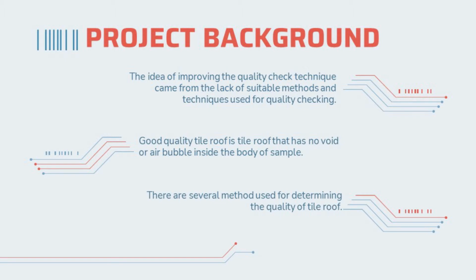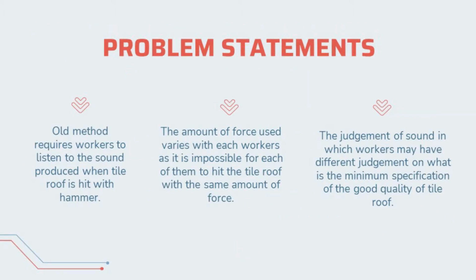Next, the problem statements of the project. Tile roof quality check is still being done by using an old trick, that is by listening to the sound produced when tile roof is hit with the hammer. This old method requires workers to listen to the sound produced when tile roof is hit with a hammer.